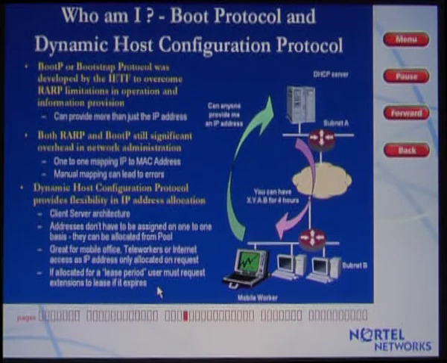DHCP defines three address allocation mechanisms. With automatic allocation, the server assigns a permanent IP address to a host. In dynamic allocation, the server assigns an IP address to a host on a temporary basis. The host can keep this IP address for some period of time, called the lease, or until it explicitly releases the address. Finally, with manual allocation, a host's IP address is assigned by a network administrator, and the DHCP server is used simply to convey this address to the host.